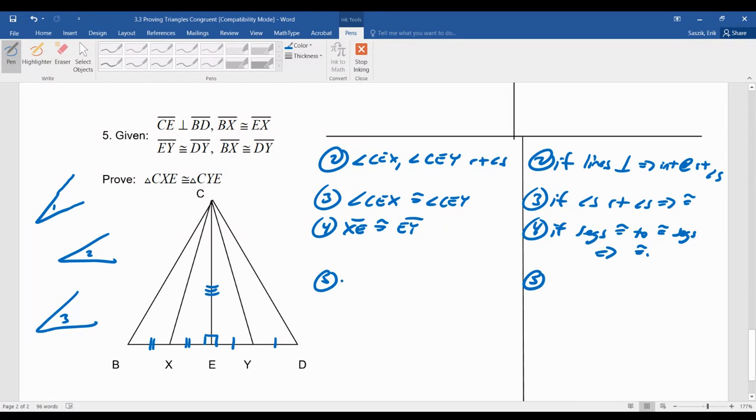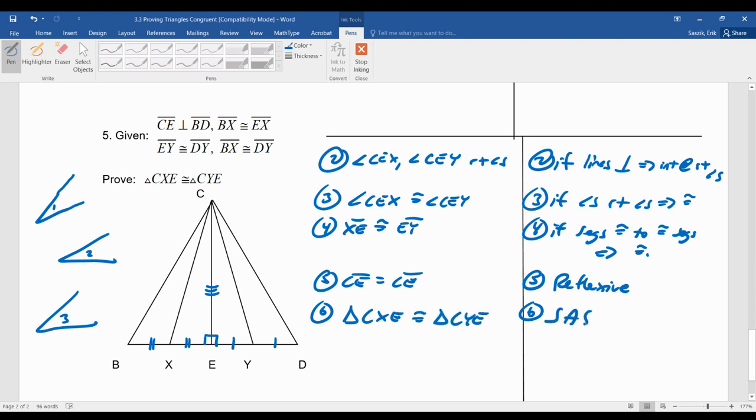This is the easy part. CE congruent to CE. Reflexive. And that allows us to finish up in step 6. And this was by SAS. And if you want to, we did this in steps 3, 4, and 5 with the congruencies. Okay.